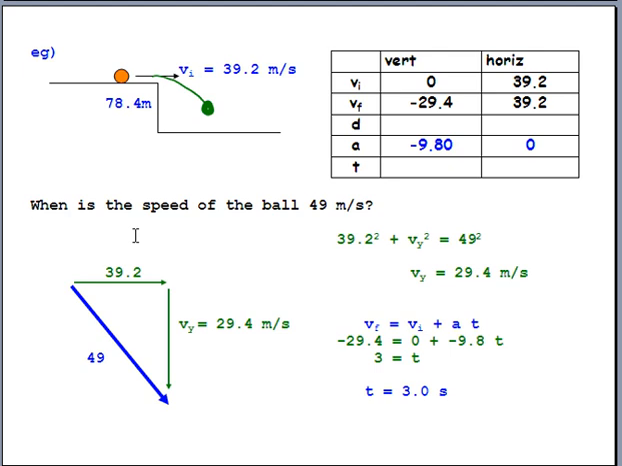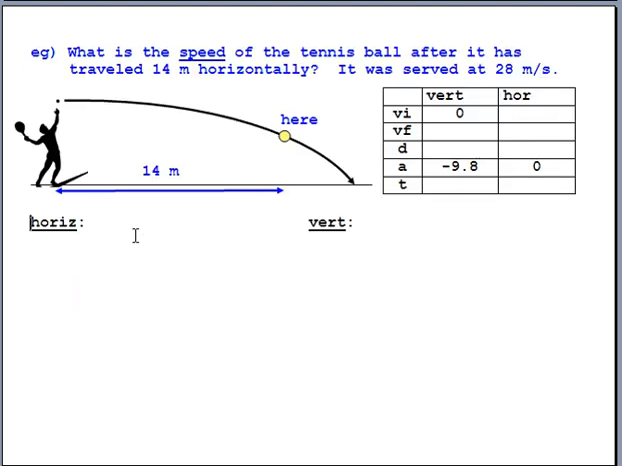Okay, next one. Subtly different, but kind of the same. Here's a tennis player. They're serving the ball. I'm going to assume from this picture that it was launched horizontally, just exactly sideways. And they're asking, what's the speed of the ball at that spot where I've just marked here? After it's gone 14 meters kind of sideways from the player. Maybe that's near the top of the net as it goes over the net. I'm kind of wondering, hey, what's the speed of it as it's going diagonally by the top of the net?